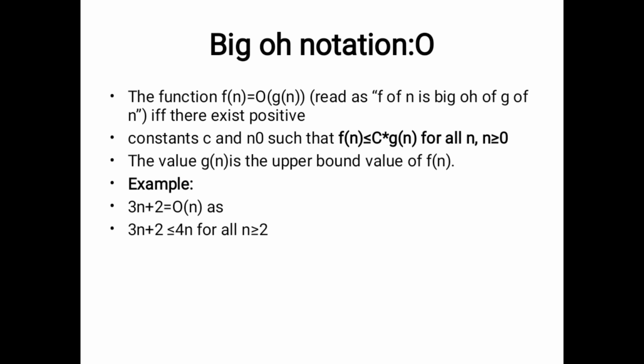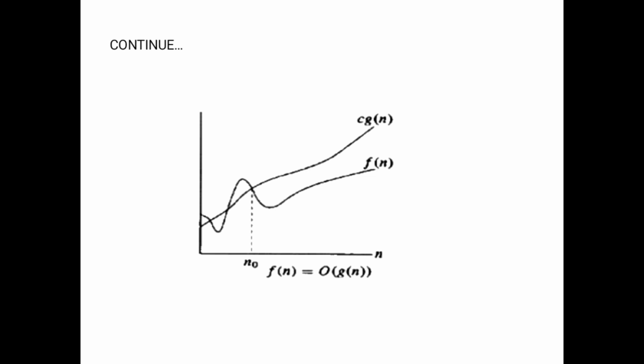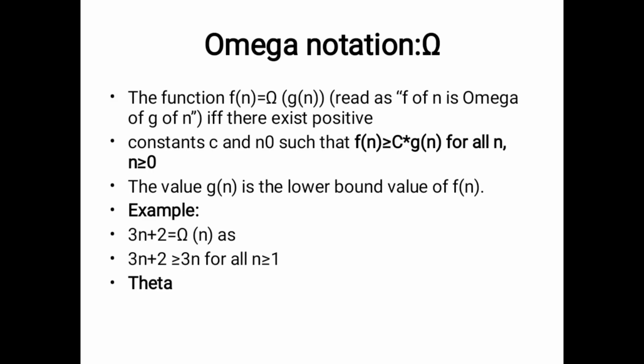In the next slide we see the graph of big O notation. Here f of n is less than or equal to c of g of n. This means g of n is the greater value, so it is an upper boundary representation. This is big O notation.